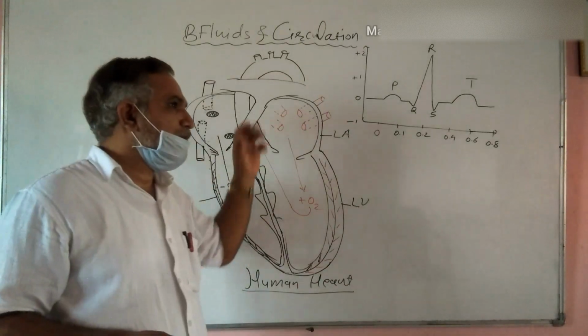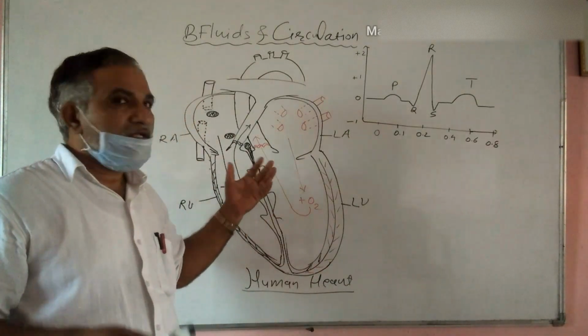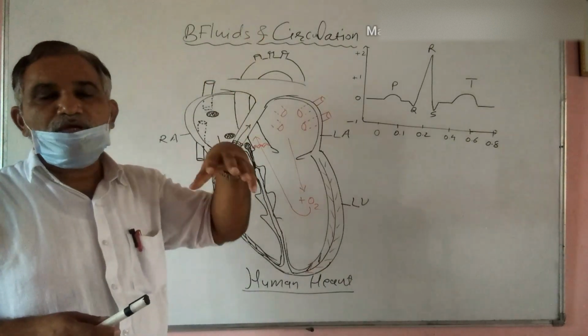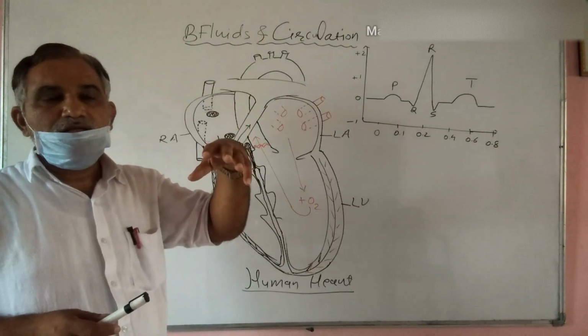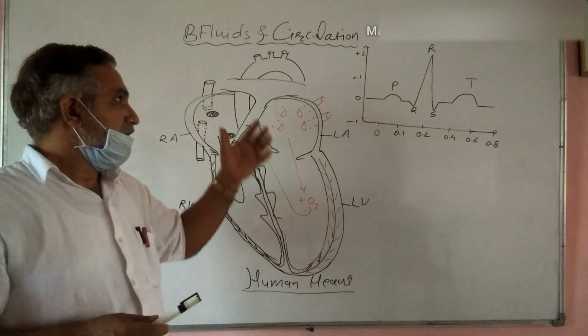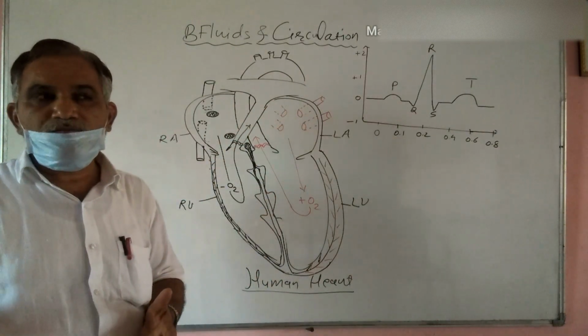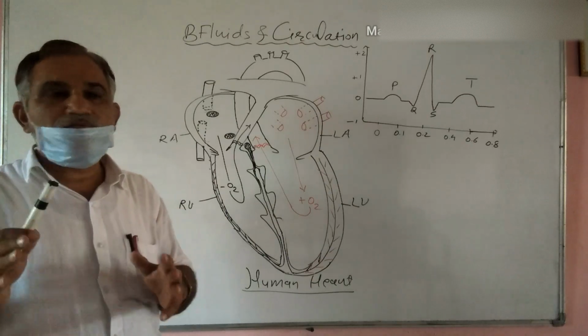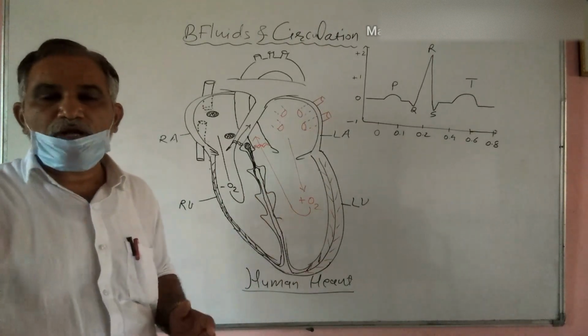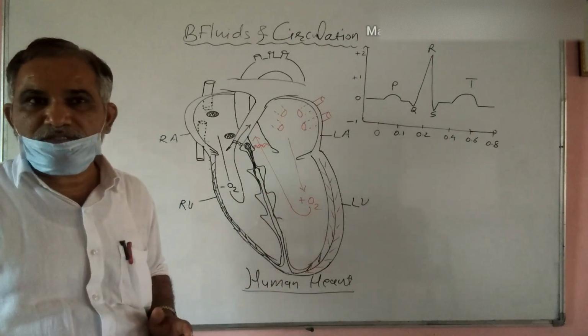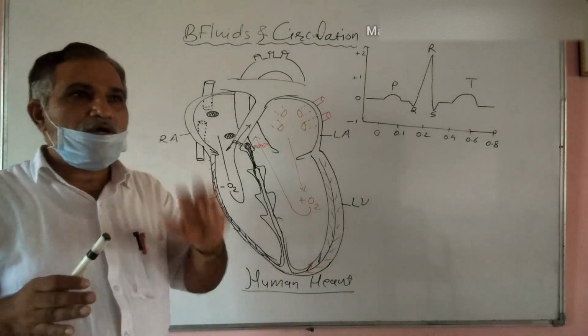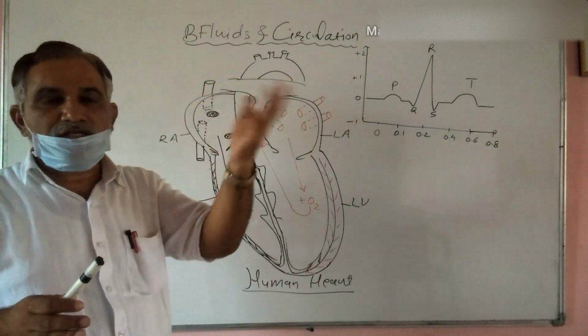So what is meant by pulmonary circulation? The heart sends the blood to the lungs for purification or oxygenation, and then the purified blood comes into the heart and is then supplied to the entire body. The flow of blood from the heart to the different parts of the body and back to the heart is the systemic circulation. Then the flow of blood from the heart to the lungs for purification or oxygenation is the pulmonary circulation.